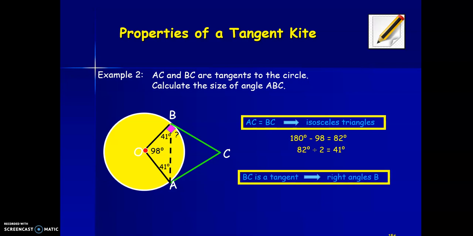Now the next thing is we know that BC is a tangent, so that means it creates a right angle at the point of contact. So we have a right angle at B. We can use this fact then to work out angle ABC by taking 41 degrees away from 90, and that gives us 49 degrees for angle ABC.